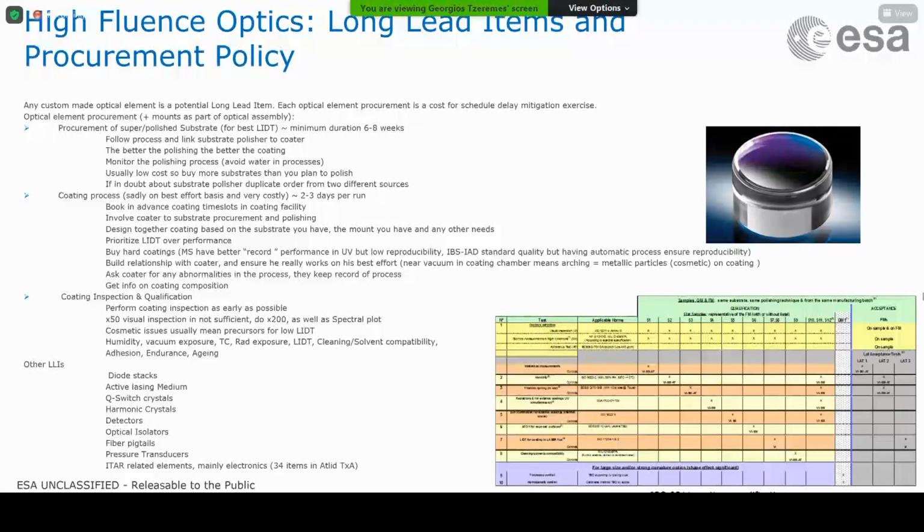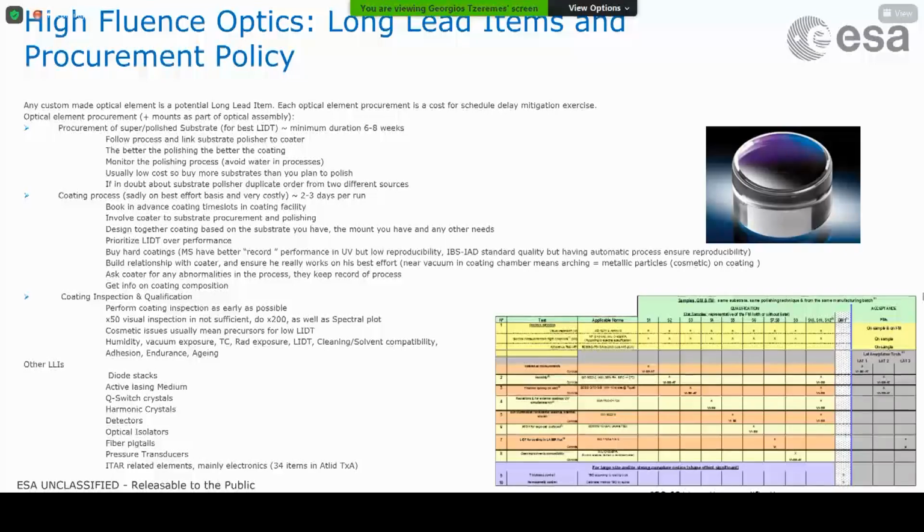Now, even for the ground, we all moved to the diode stack systems, but in space we started from these, and we always need the diodes for space LiDAR instruments. We also need the high quality active lasing mediums, Q-switch crystals, harmonic crystals, detectors, optical isolators, fiber pigtails, pressure transducers. All these things are very critical components with also long lead item for space applications. And of course, we have the ITAR constraints for many of those components.